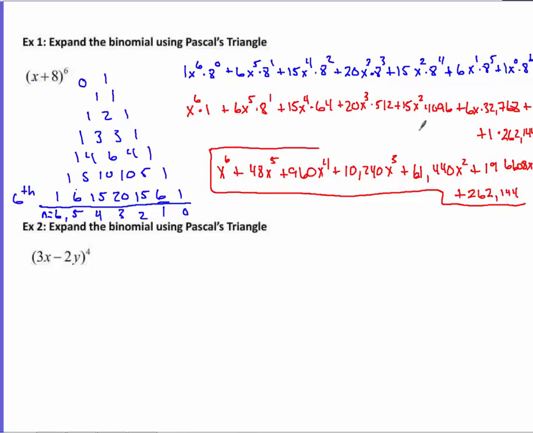So that is, if you had to take (x + 8)^6 and write it out 6 times and FOIL it all to pieces, eventually this is what you should add up with. And I promise you, this way is a whole lot faster.